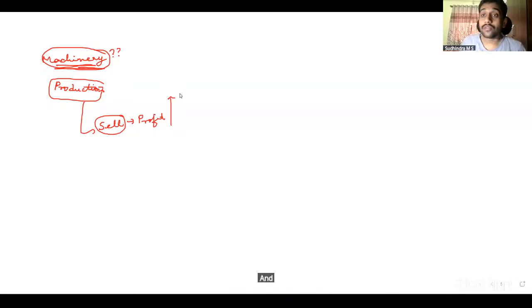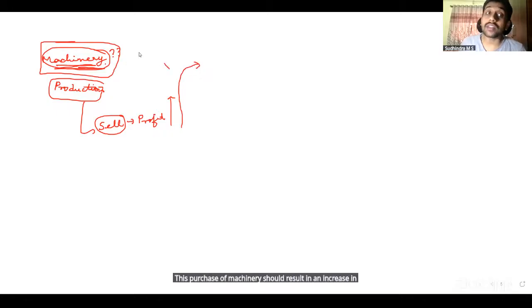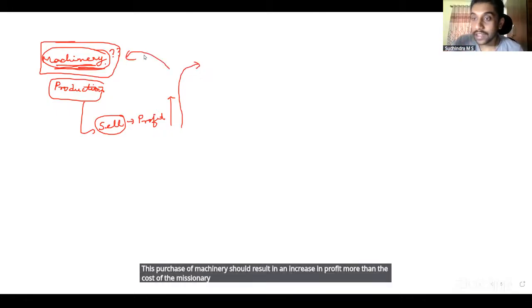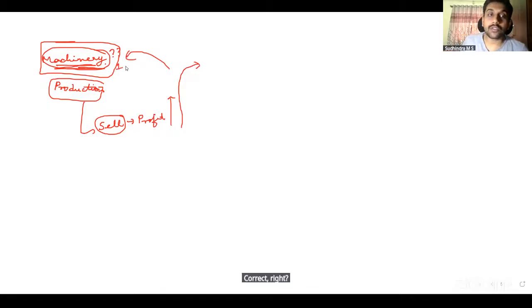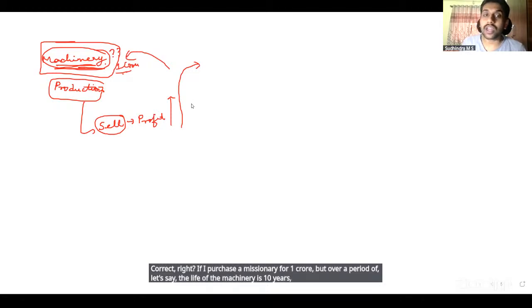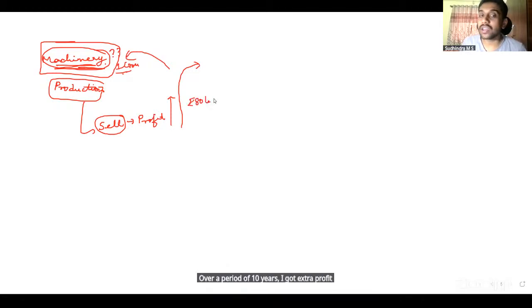And we have to ensure that this purchase of machinery should result in an increase in profit more than the cost of the machinery. Right? If I purchase a machinery for 1 crore, but the life of the machinery is 10 years, and over a period of 10 years, I got extra profit of only 80 lakhs, there's no point in purchasing the machinery because I have spent 1 crore for purchasing it. So the cash inflow that I get should be more than the outflow that I'm making for purchasing this machinery.